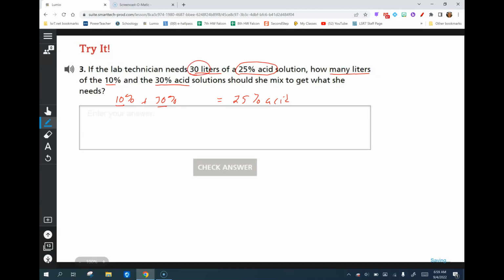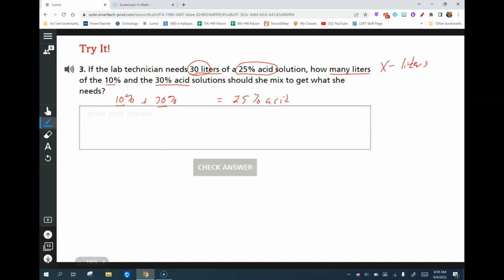So that's going to make a difference. Okay, so if I have 30 liters at the very end, that means I'm going to start off by saying X is the number of liters of the 10% and the 30% she should mix to get the total. And this is where you have to decide. Okay, so X is liters. That's how many of each I need to have.